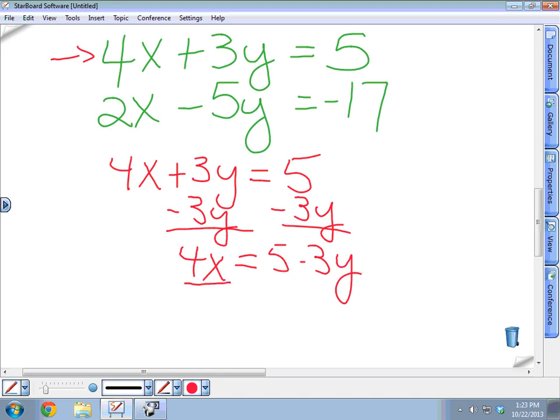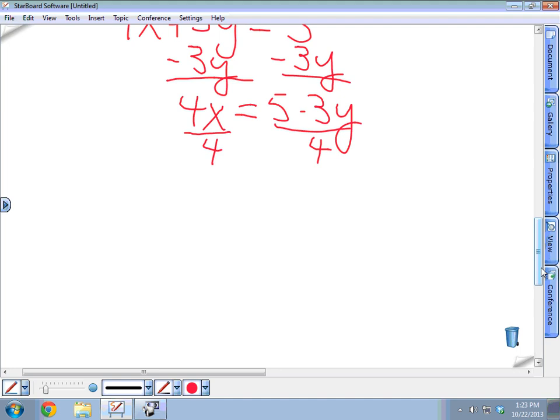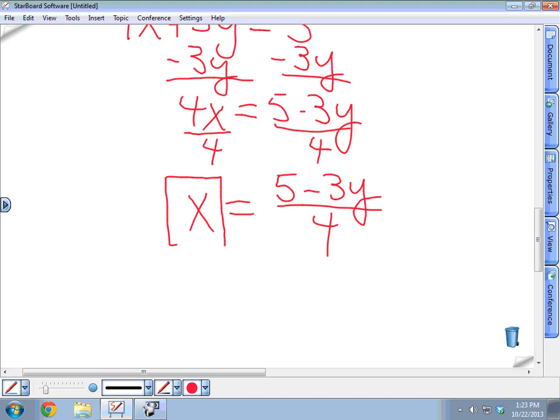And then I could divide both sides by 4. And I would get x equals 5 minus 3y over 4. And so that's not as nice as x equals negative 1, but that's what x equals. And so now once I've solved it for one of the variables, they call this the substitution method. And the reason is because I'm going to substitute what x is back in for x in the other equation.